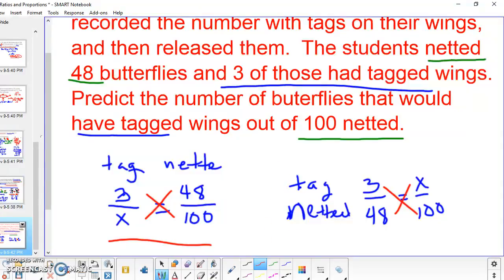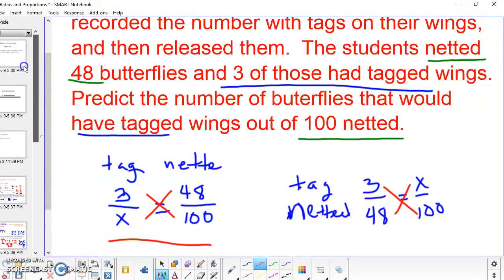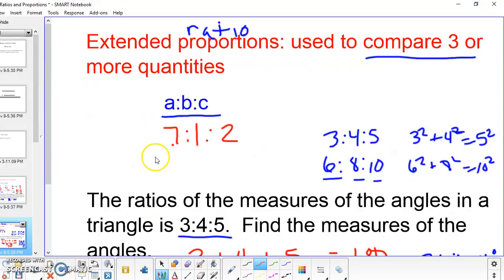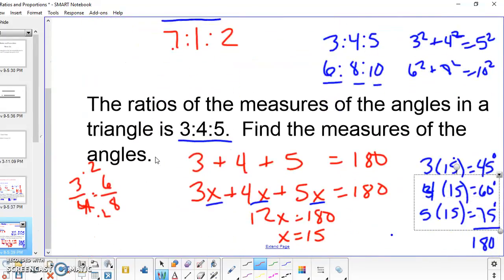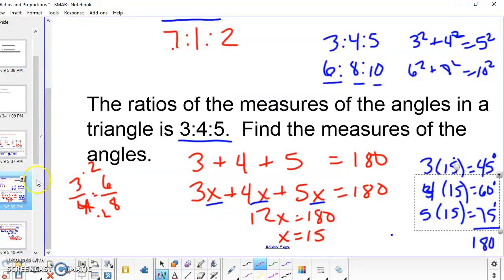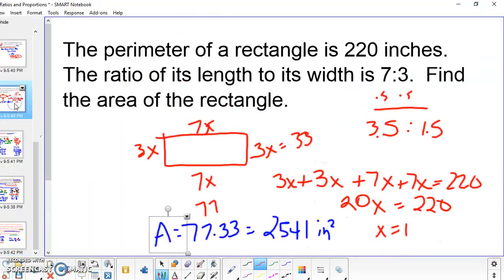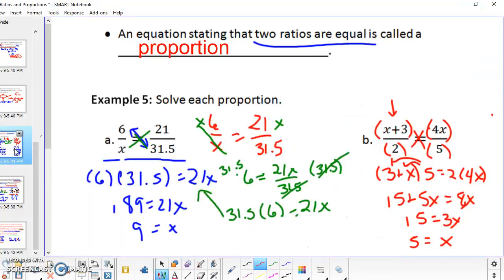So hopefully by now that we finished this, you have an understanding of basically what ratios are and the different ways that you can write ratios. And then how you can use ratios to find angles, because you know that angles add up to 180, or to find lengths, to find perimeters if you're given perimeters. That a proportion is just two ratios that are equal to each other, and how to solve proportions, and then how to write word problems for proportions.